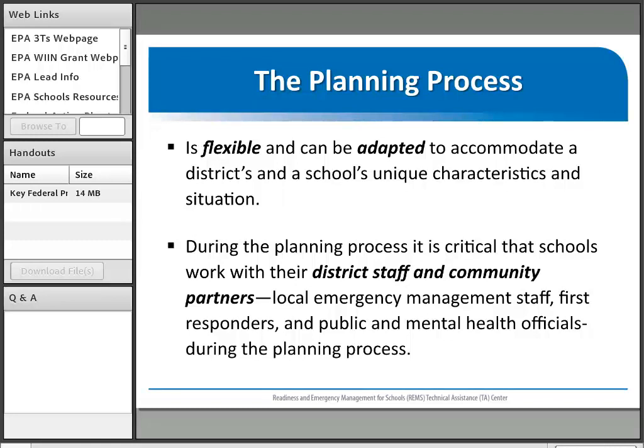Effective school emergency management planning and development of a school EOP are not done in isolation. So we want to make sure that our planning process is flexible and one that we're going to adapt to the school district and school's unique characteristics and situation. And we want to make sure that the collaborative team works through these 6 steps to create and implement their school EOP.